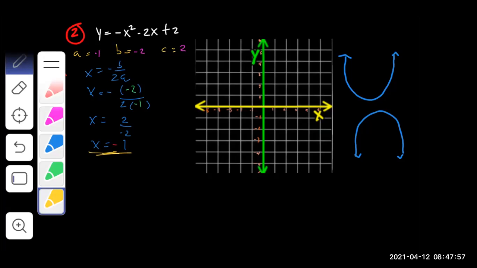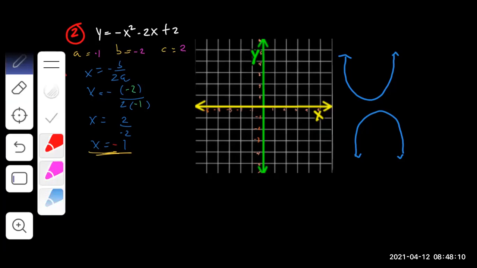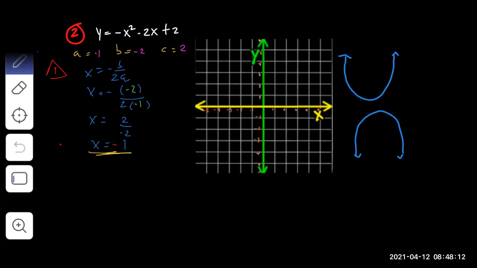That is the first step, guys: just use the formula x equals -b over 2a, and this way we know the axis of symmetry, which is -1 in this case. Let's go to the second step. Can someone tell me what the second step is?